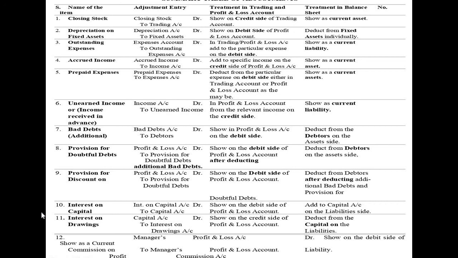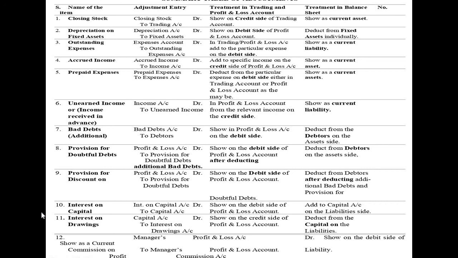Next one is interest on drawings. When a proprietor withdraws money from the business for personal use, then it is called drawings. Then the entry is capital account to interest on drawings account. Interest on drawings is shown on the credit side of profit and loss account and it is deducted from the capital account on the liability side of the balance sheet.